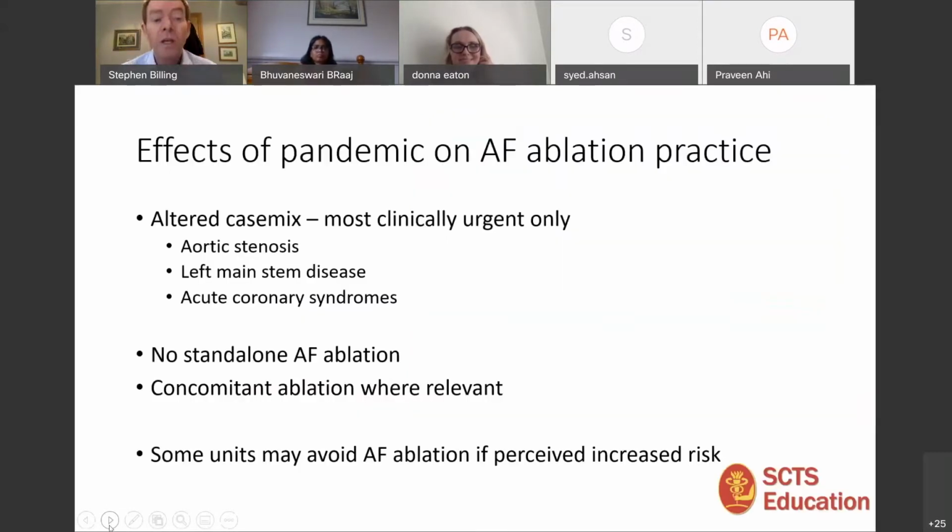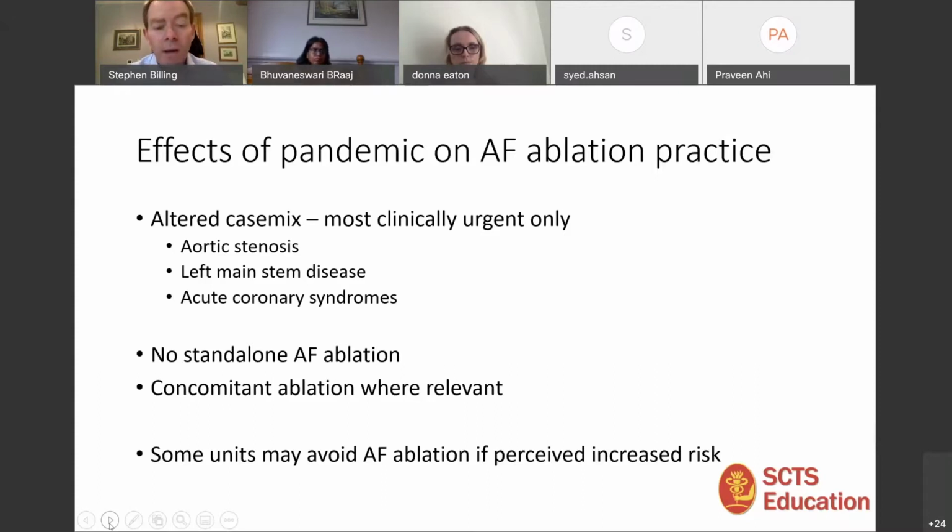And here is where we see how the COVID pandemic impacts upon the practice. The main thing is the altered case mix. The majority of concomitant AF ablation is in mitral valve surgery. That's how I came to be doing it. And during this period of very reduced capacity and activity, we've been focusing on symptomatic aortic stenosis, left main stem disease, and acute coronary syndromes. We are now treating some patients with mitral valve disease, and those with AF in my practice get an ablation at the time, but the case mix has been driven by capacity.